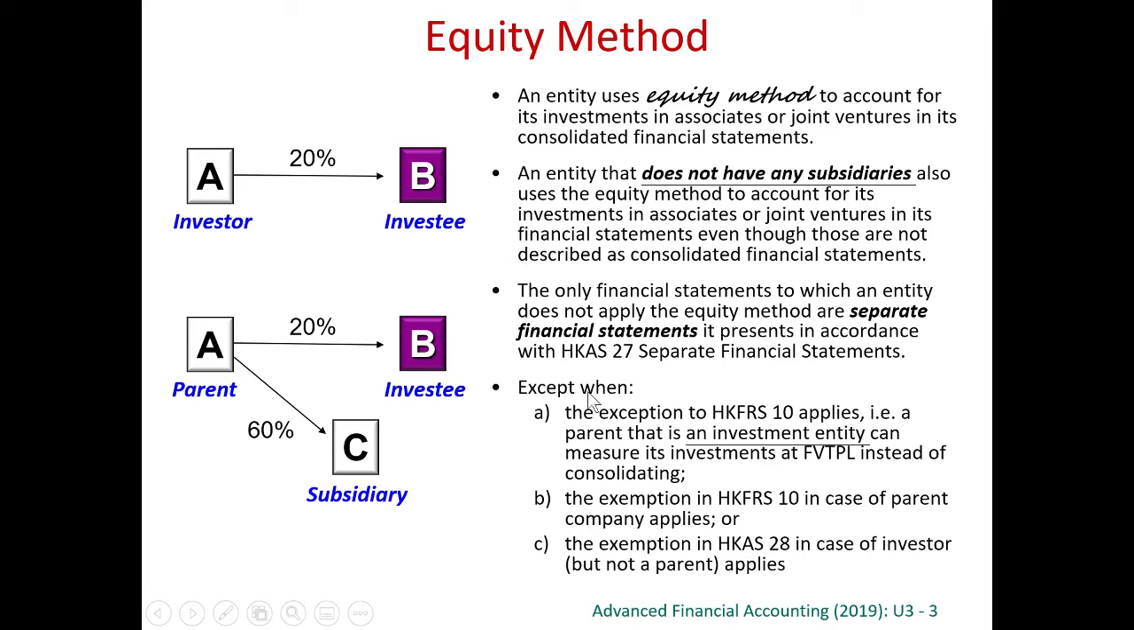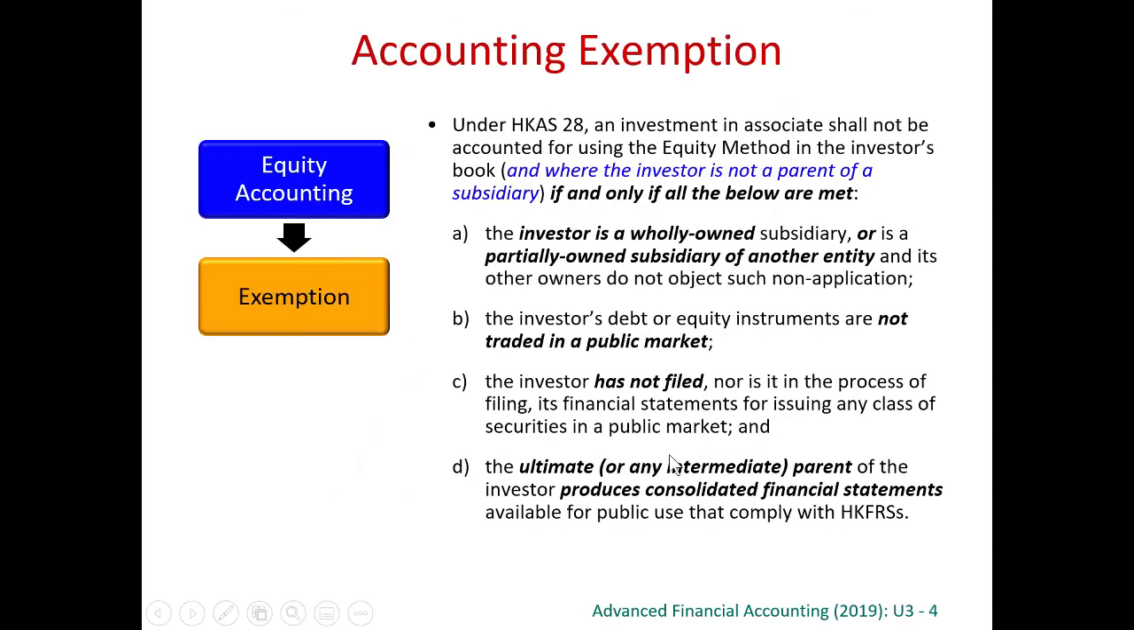Just like the consolidation, there will be an exception. If this is an investment entity, we don't ask you to use the equity method. We simply ask you to account for your investment using fair value through profit or loss, just like the subsidiary. And also there will be an exemption. If you fulfill all the 4 criteria, just like what a subsidiary has done, then you can be exempted from applying the equity method to your investment in associate, just like the intermediate parent that doesn't need to prepare consolidated financial statements if they fulfill all these 4 criteria.